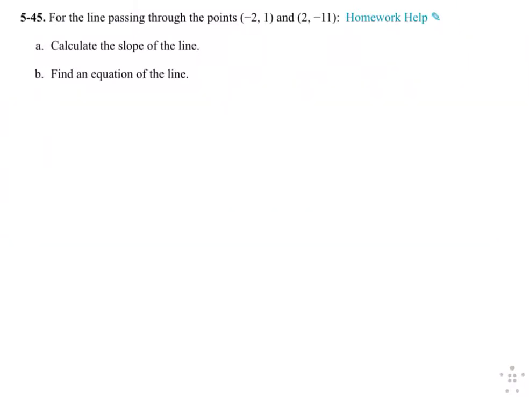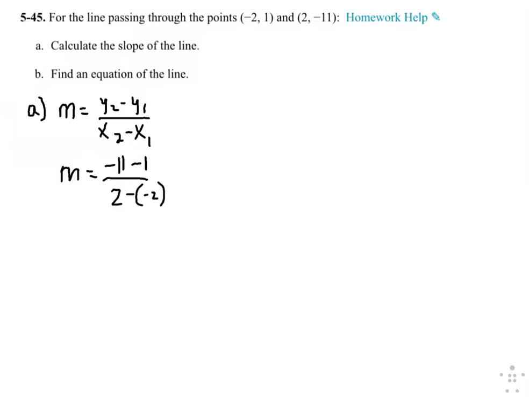Okay, 545 wants us to calculate the slope for these 2 points for A. So A slope equals y2 minus y1 over x2 minus x1, right? So we get negative 11 minus 1 over 2 minus negative 2. So the slope is negative 11 minus 1, that's negative 12. 2 minus a negative is 2 plus 2, that's 4. So the slope equals negative 3.